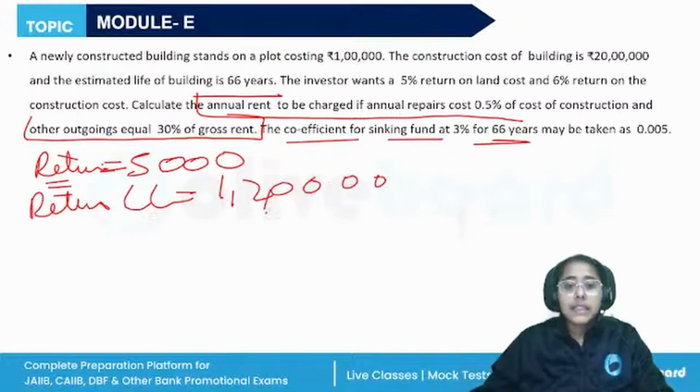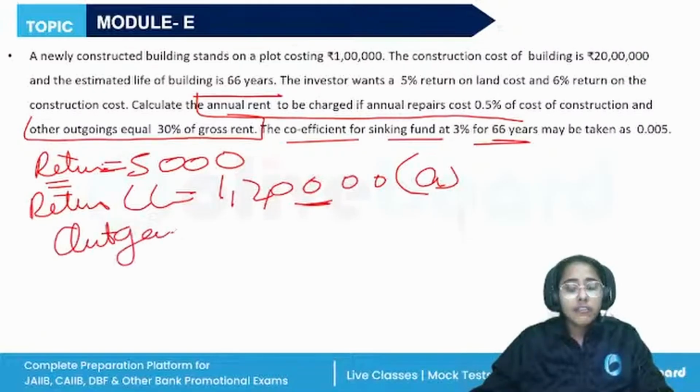All right. Next, we are given that the total income desired is this. This is the total income which is desired. We'll mark it as A. Now, the outgoings will be calculated by the annual repairs. Annual repairs is given 0.5%. So 0.5% of 20 lakhs, that is 10,000 rupees.